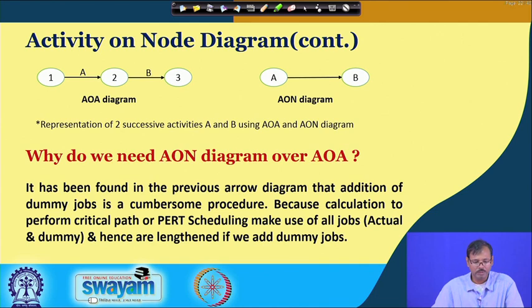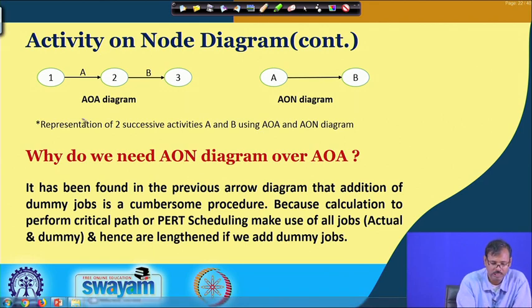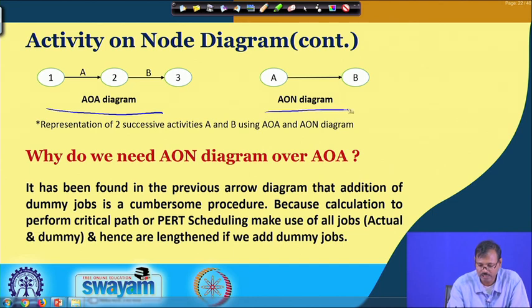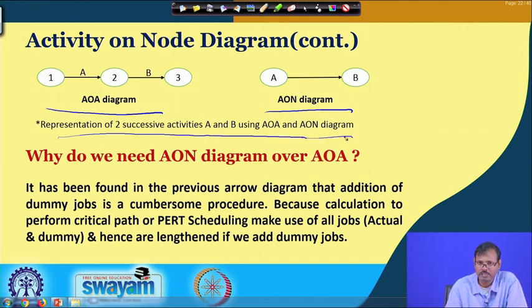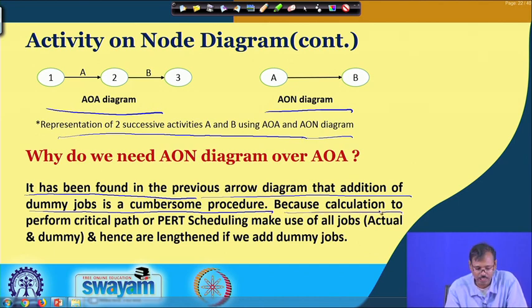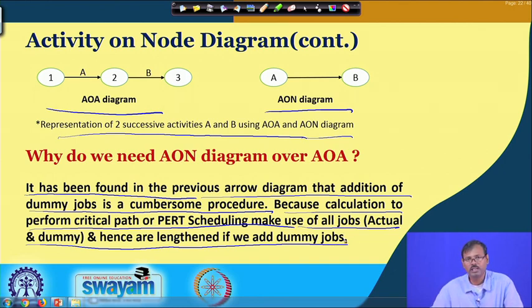Now, let us see how we can construct an activity on node diagram. So, this is the activity on arrow diagram, this is the activity on node diagram. You can see this is a little bit lengthier one, this is a smaller one, and this represents the two successive activities A, B using the activity on arrow and activity on node diagram. And if you see, it is found in the previous arrow diagram that addition of dummy jobs is a cumbersome procedure, because calculation to perform critical path or path scheduling makes use of all jobs, and hence lengthens the calculation part in the system.